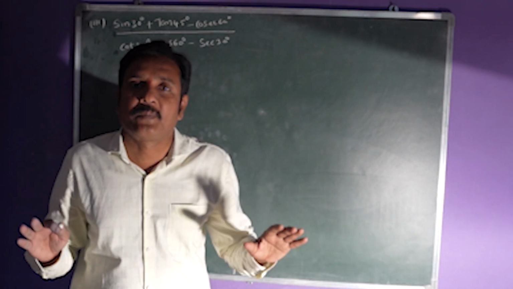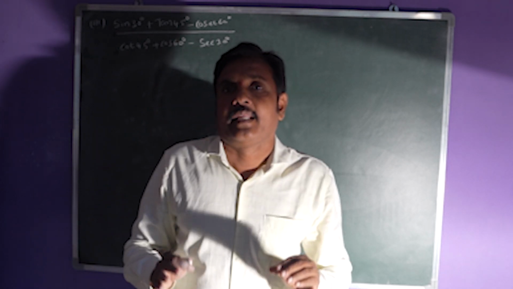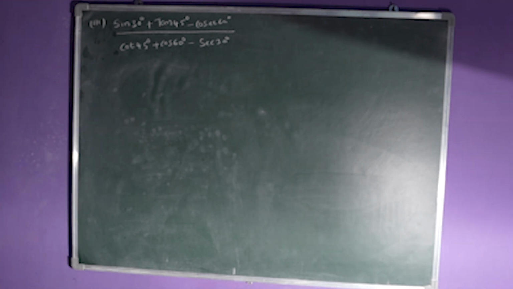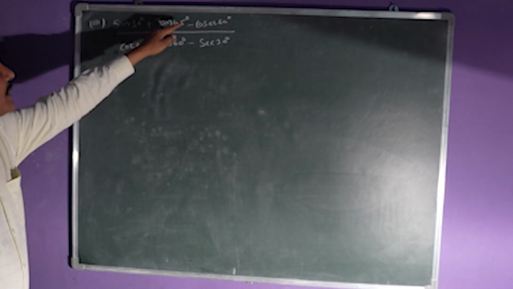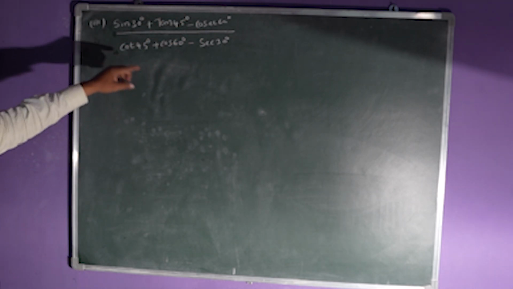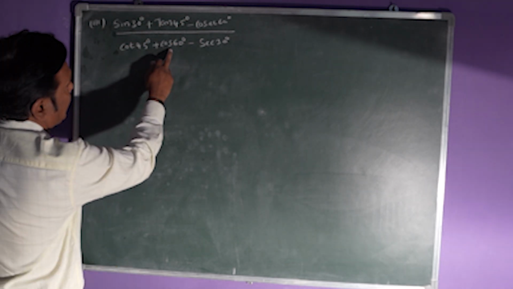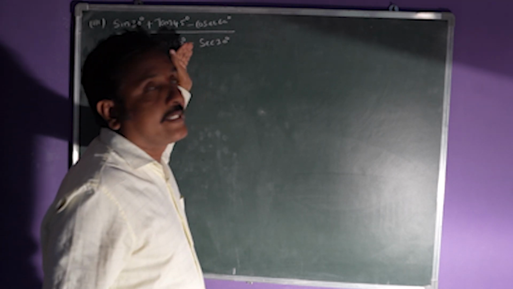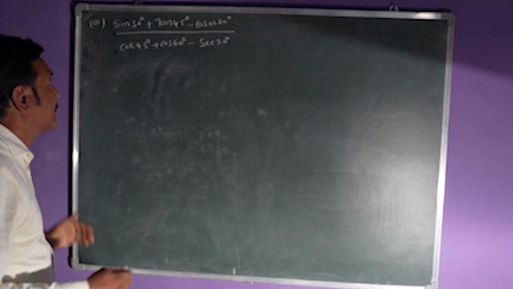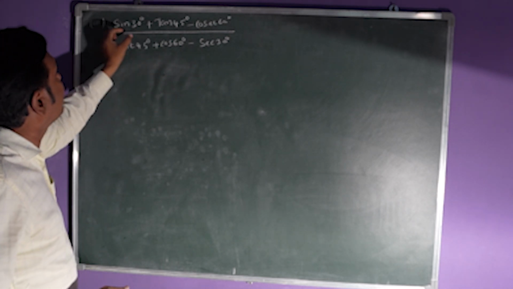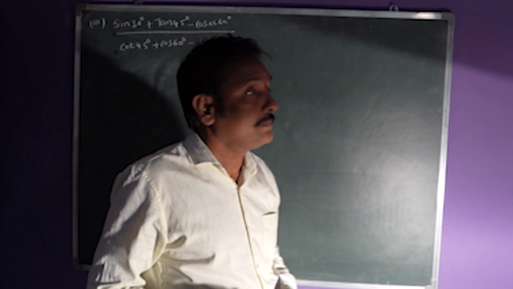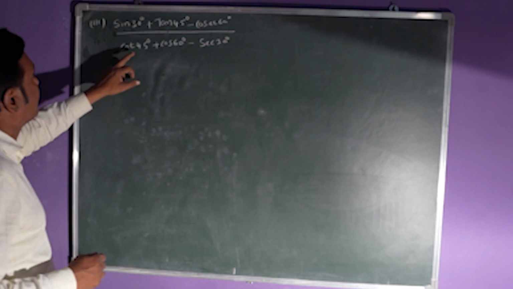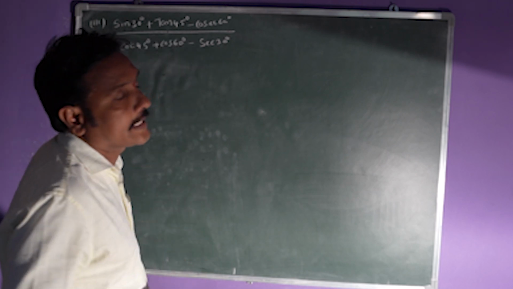Hi, today I will explain the trigonometrical chapter 11.2 exercise, first bit, third problem. Sine 30 degrees plus tan 45 degrees minus cosecant 60 degrees, divided by cot 45 degrees plus cos 60 degrees minus secant 30 degrees. First, this problem has trigonometrical values: sine 30, tan 45, cosec 60, cot 45, cos 60, and sec 30 degrees.